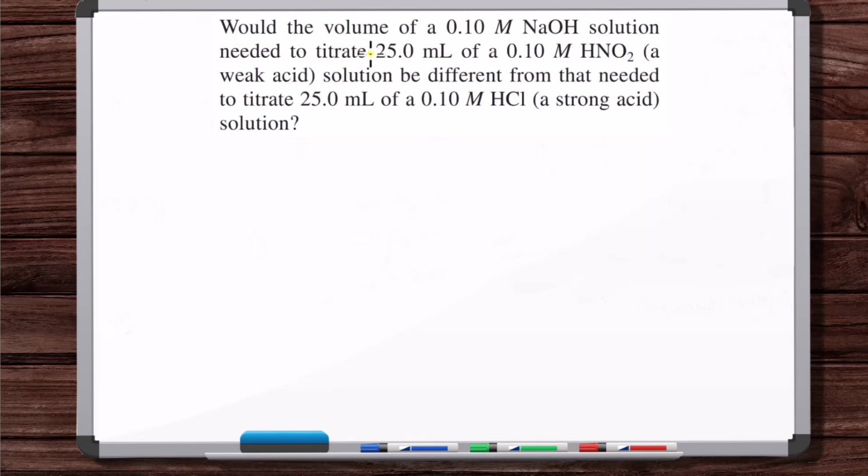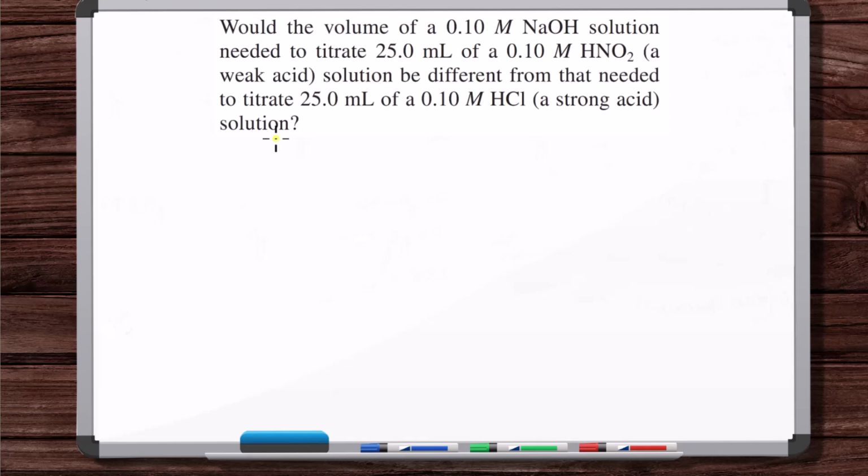Okay, would the volume of a 0.1 molarity sodium hydroxide solution needed to titrate 25 milliliters of a 0.1 molarity nitrous acid, a weak acid solution, be different from that needed to titrate 25 milliliters of a 0.1 molarity hydrochloric acid, a strong acid solution? Okay, so this is another theoretical question. We aren't going to be doing any calculations here.